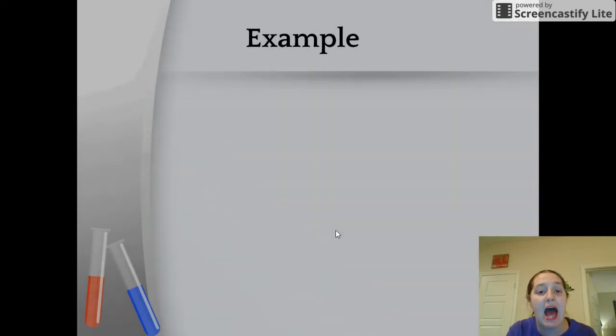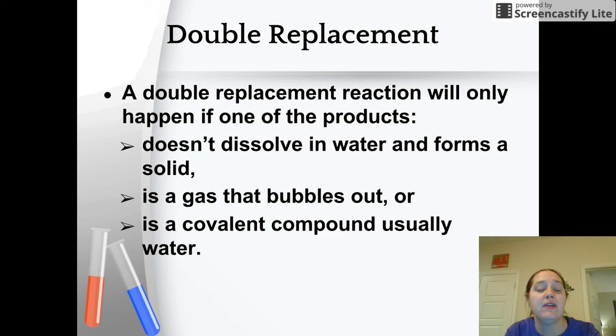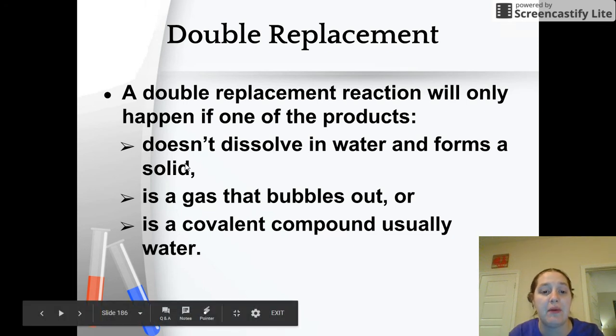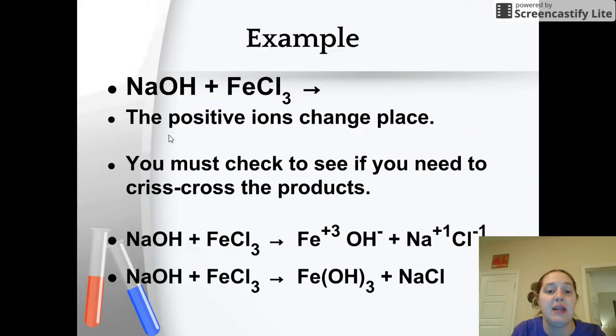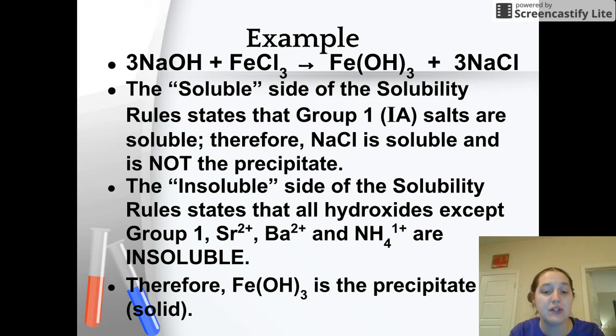Remember, we just have to have one of these three things. Either it forms a solid, forms a gas, or forms a covalent compound. In this case, it formed the solid, and we know that because of the solubility rules off of page 6. So that tells us the double replacement reaction occurs.